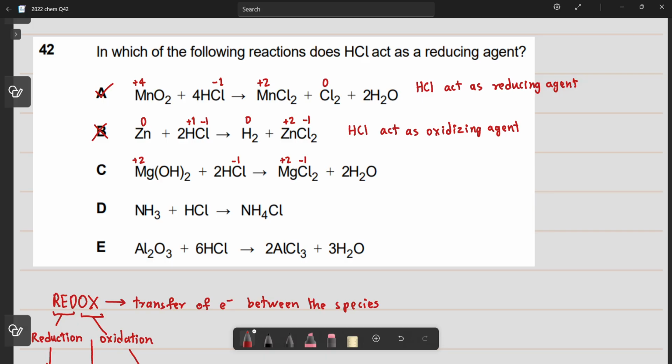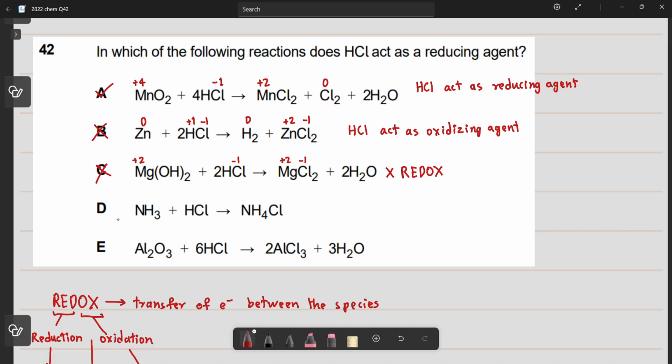So now you can clearly see that there's no change in the charge at all. The oxidation state overall is the same in both of these compounds. There's no change in the oxidation state, so this is not a redox reaction at all, and we won't focus on this reaction.